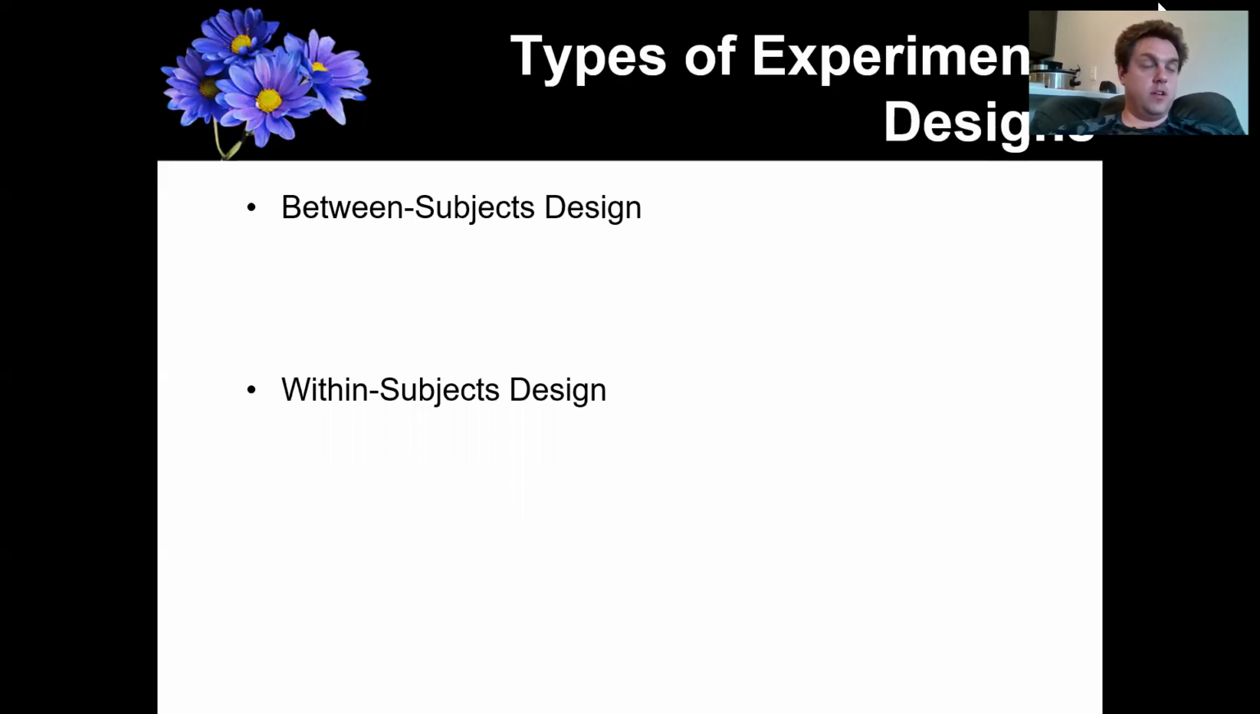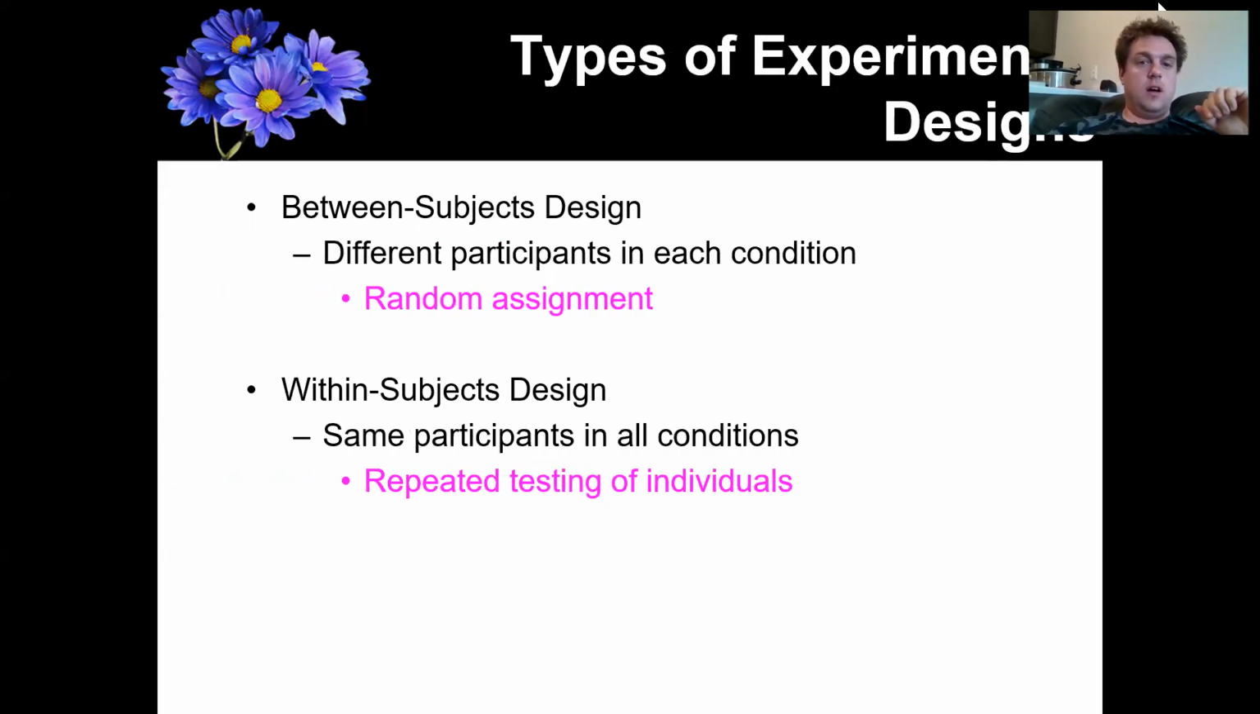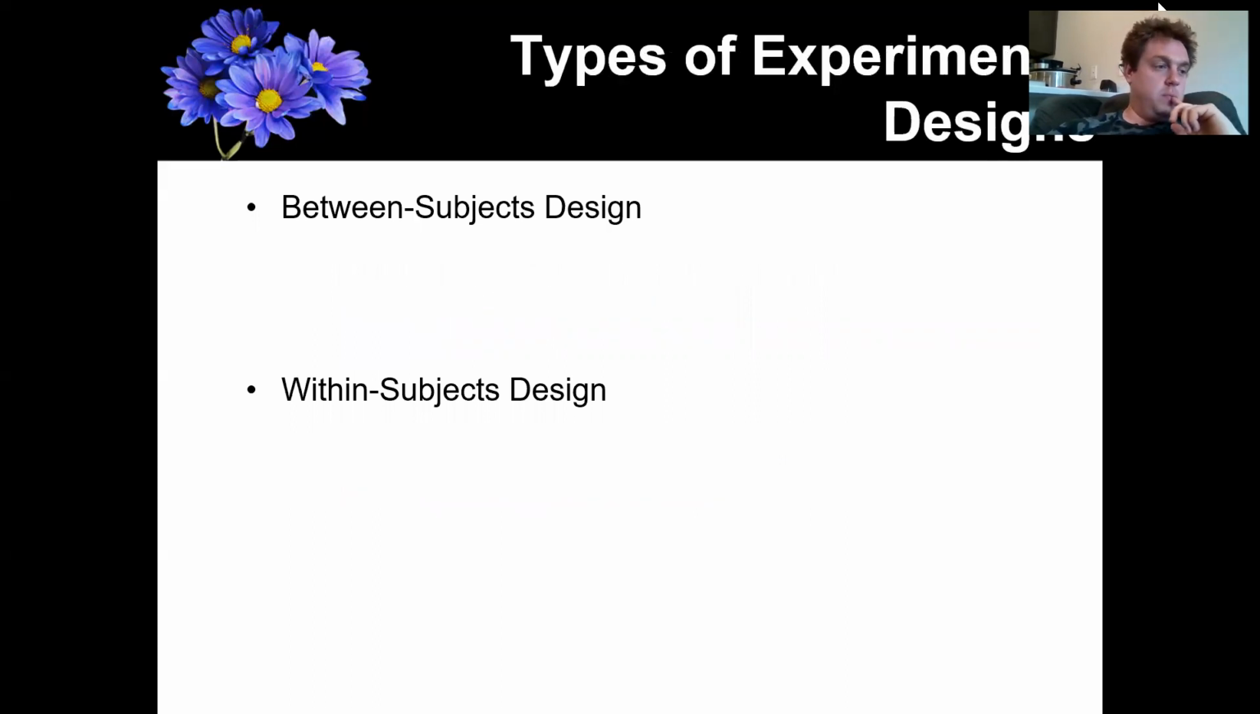So that should all be review, but when it comes to experimental designs, a big question is which particular experimental design are we going to use? And there's two, well, actually three options here. But I'd say two are most common: between subjects designs and within subjects designs.